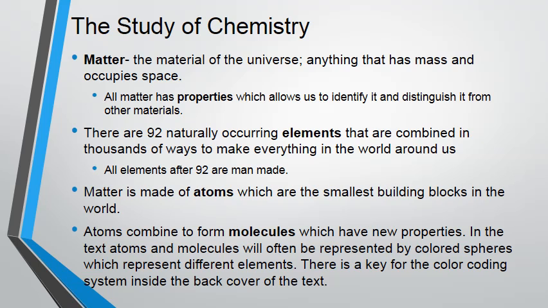In our textbook, you should open up your textbook soon, like now. And if you flip to chapter 1, you'll see some pictures of atoms and molecules. They're going to be represented by these small colored spheres, and the spheres are going to represent different elements. What's important to know is that in the back of your text, there is a key. The very back cover, there's a key for the color coding for this. We will be answering questions and using these a lot, so referring to that key and knowing where it is is important. So atoms combine to form molecules, and they have new properties. And we're talking lots about properties in this chapter.